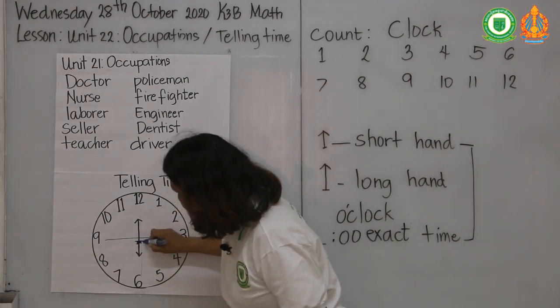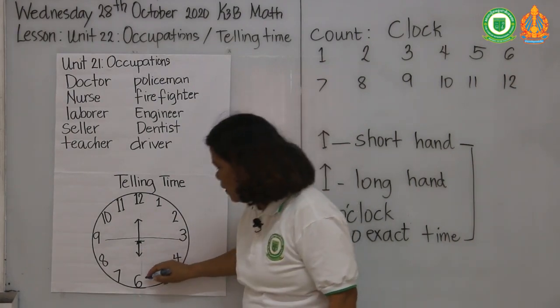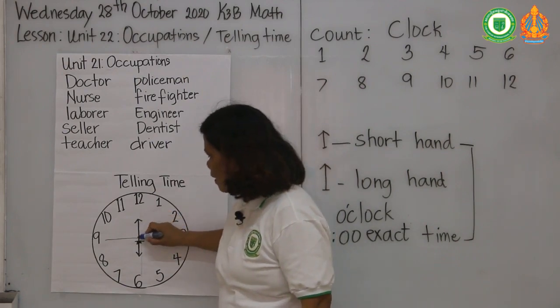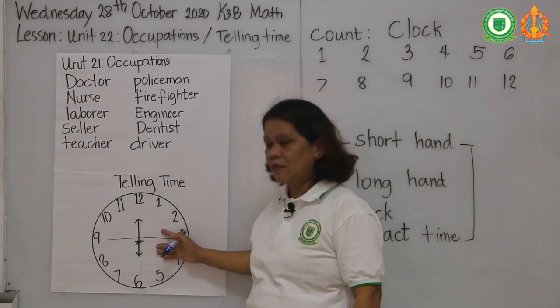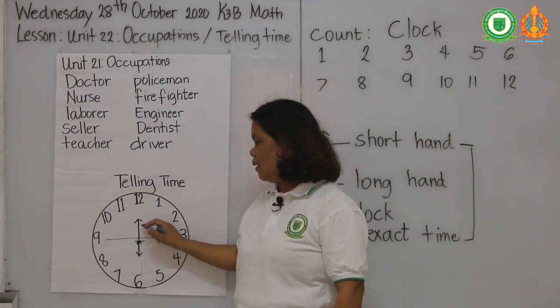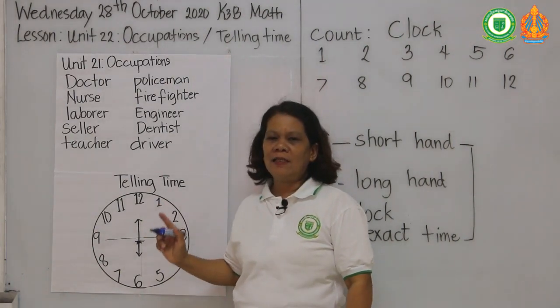This is the shorthand. The small arrow is showing number 6, and the long hand is showing number 12. So this is exact time. If the long hand shows number 12, this is exact time.